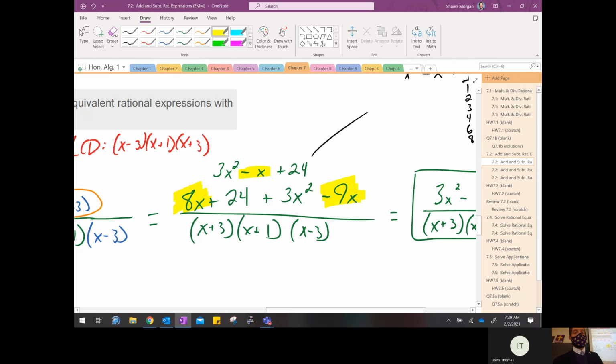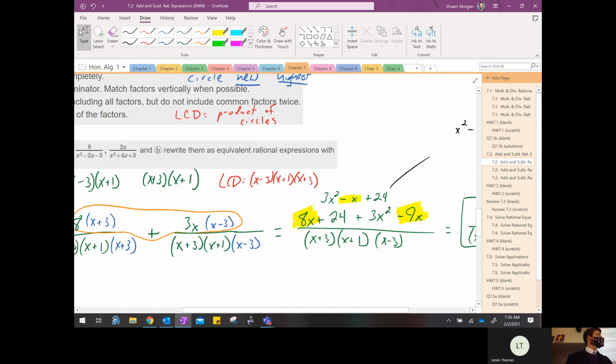So what he did was he listed the 3x squared term first. So using the commutative property, we listed this term first. Then he combined, as he said, the 2 linear terms. 8x minus 9x gives us negative 1x. And then he listed the constant term last. Great question, great explanation. All right. Anybody else?